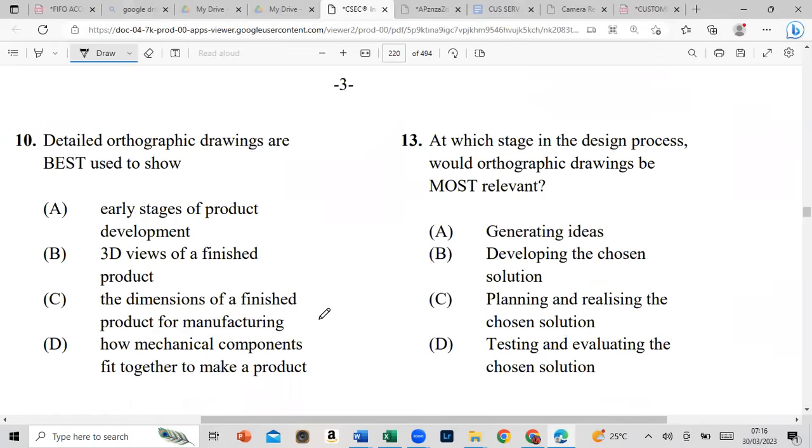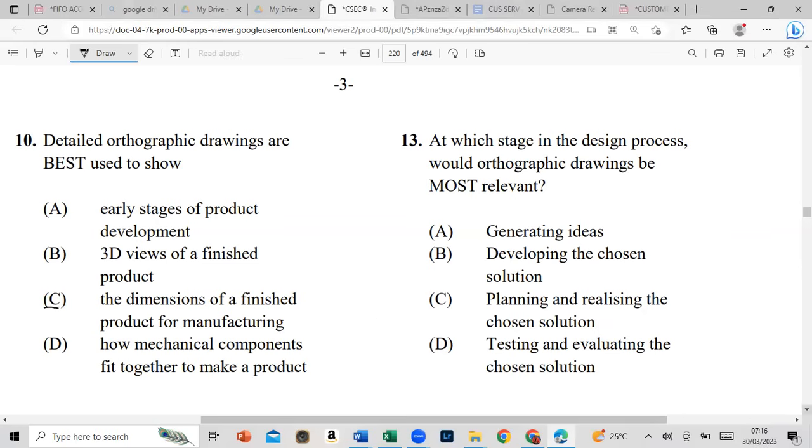Detailed orthographic drawings are best used to show: A. Early stage of product development, B. 3D views of a finished product, C. The dimensions of a finished product for manufacturing, or D. How mechanical components fit together to make a product. Type in the answer fast, guys. People don't like how I move fast sometimes, but so it goes. So that would be C.